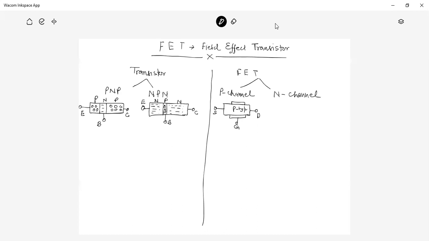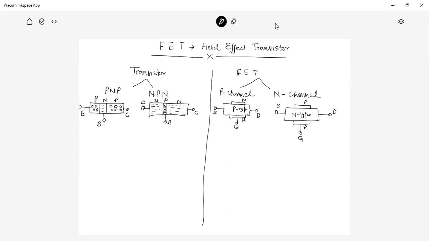And in N channel, the block is N type, and here it is P type. This is your P type. Here this one N type, and this point is source, this point is drain, and here it is gate.